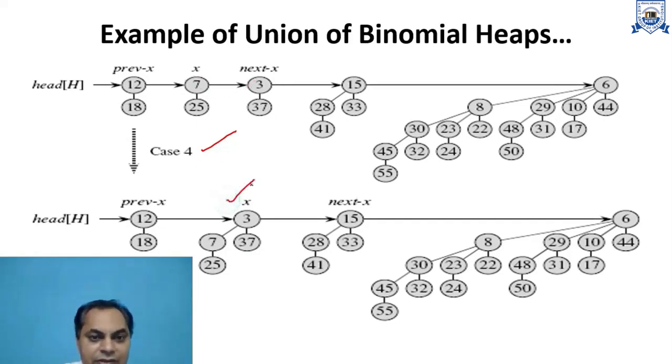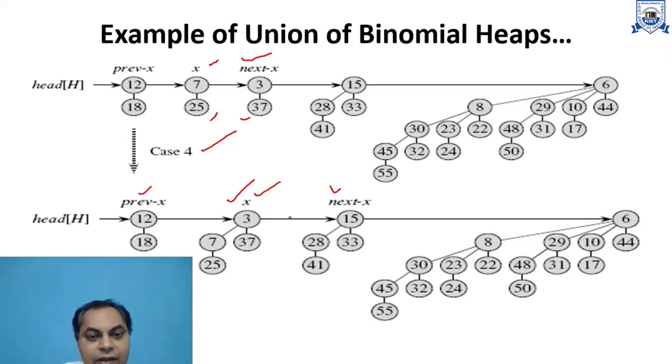By using the link procedure, we link these two binomial trees into this binomial tree with the help of the link operation. So this is our prev of x, this is x, this is next of x. Again, x and next of x both have the same degree.